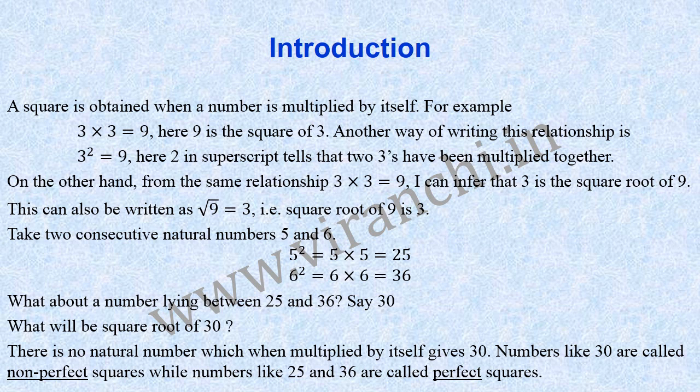Such numbers which do not have a natural number as their square root are called non-perfect squares. And numbers like 25 and 36 which have natural numbers as their square roots are called perfect squares. Therefore, any natural number is either a perfect square or a non-perfect square. In subsequent parts of this video, you will see some important facts and patterns related to squares and square roots of natural numbers.